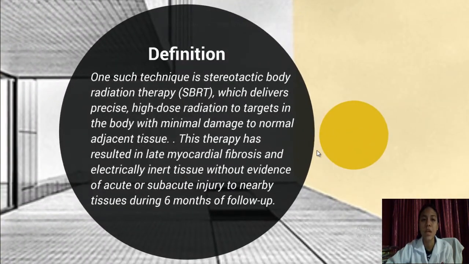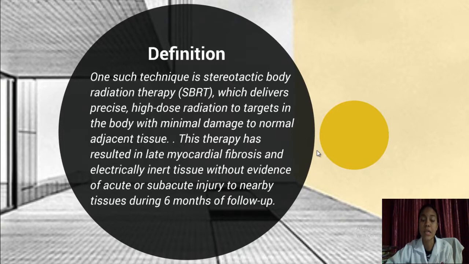Definition: one such technique is stereotactic body radiation therapy (SBRT), which delivers precise, high-dose radiation to targets in the body with minimal damage to normal adjacent tissue. This therapy has resulted in eliminating chordal fibrosis and electrically inert tissue, with evidence of acute or subacute injury to nerve tissues during 6 months of follow-up.